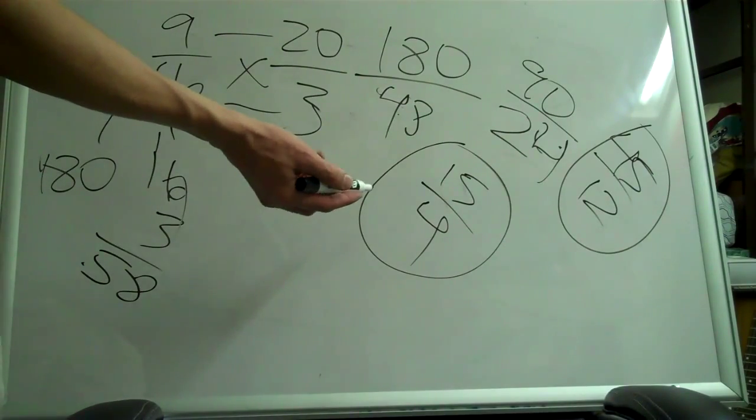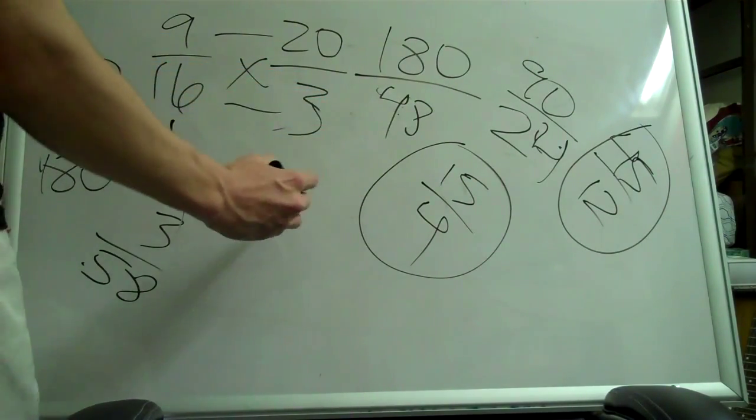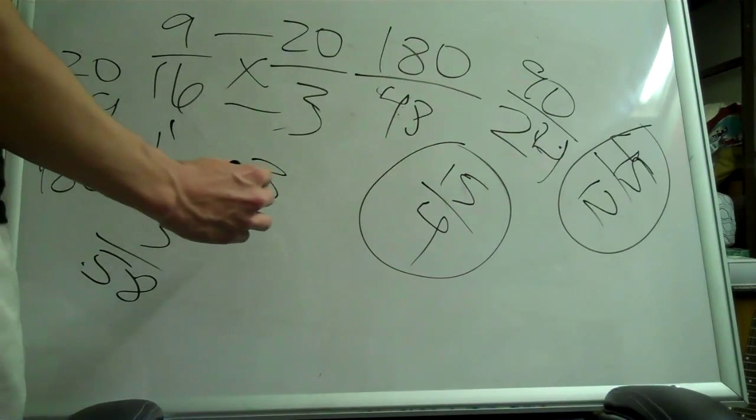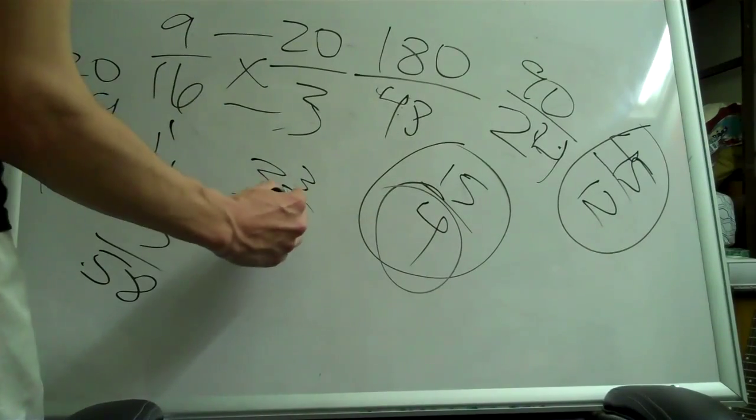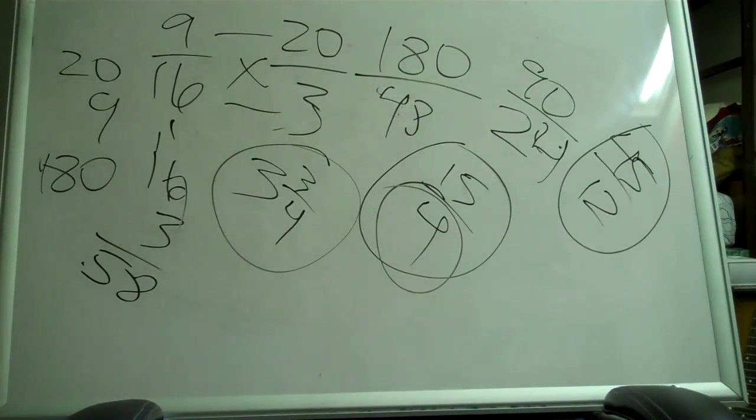How many times is 4 going into 15 without going over? That would be 3. And you have 3 left over your denominator. 3 3/4. There we go.